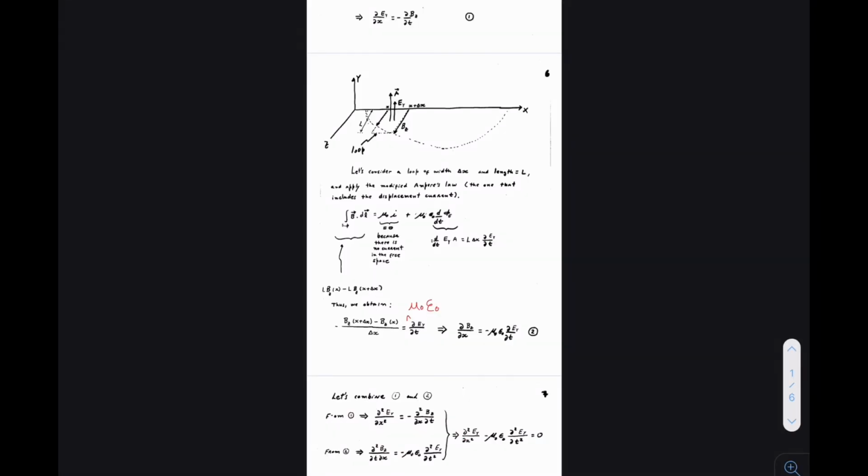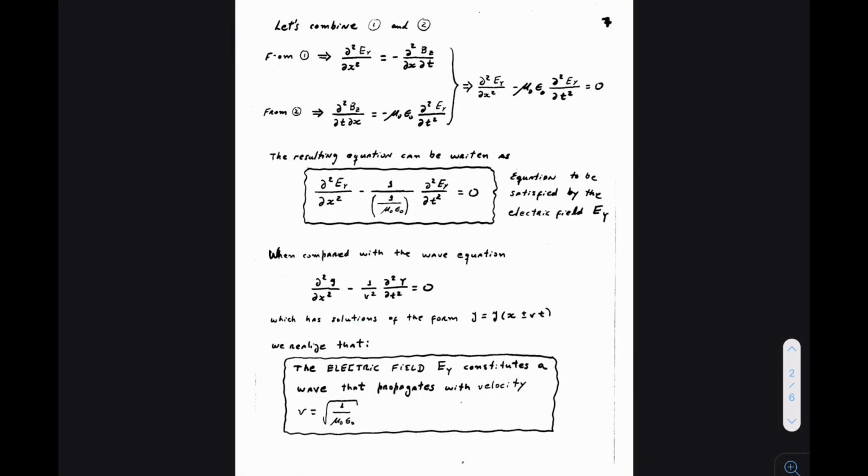Now if we take the partial derivative of equation 1 with respect to x, we get this equation. And if we take the partial derivative of equation 2 with respect to time, we get this equation. And these two quantities are equal. So we can write these two quantities to be equal, which leads us to this equation. This is the wave equation for the electric field.